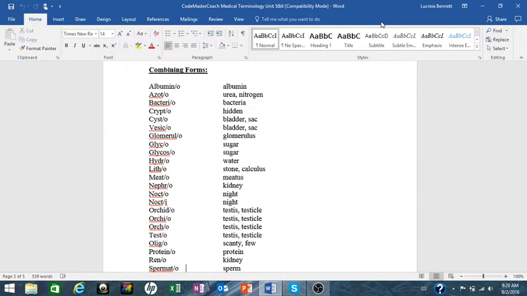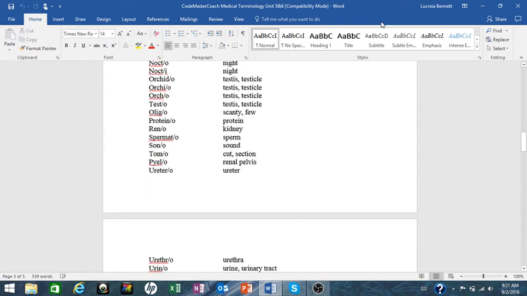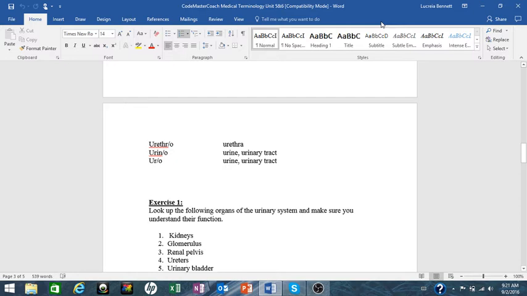And remember that i is the plural form. Orchido, testes, testicle. Orchio, testes, testicle. Orcho, testes, testicles. And testo, testes, testicle. Quite a few terms for one or two testes and testicle. Oligo, scanty, few. Proteino, protein. Reno, kidney. Spermato, sperm. Sono, sound. Tomo, cut or section. Pyelo, renal pelvis. Uretero, ureter. Urethro, urethra. Urino, urinary tract or urine. And uro is urinary tract or urine.